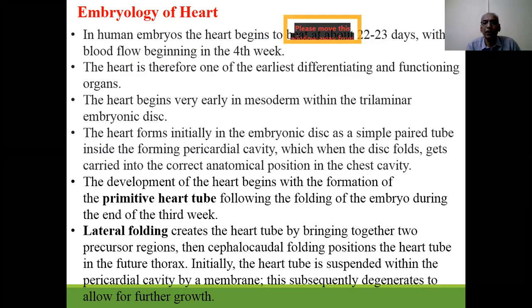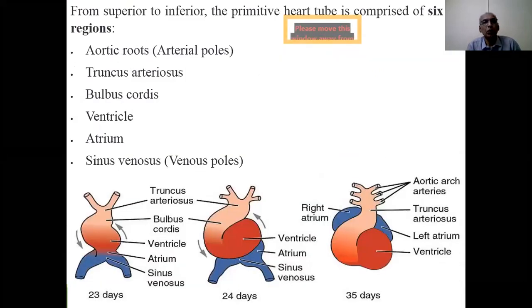Development of the heart begins with the formation of primitive heart tubes following the folding of embryo during the end of third week. Lateral folding creates the heart tubes by bringing together two precursor regions, then cephalocaudal folding brings the heart tube into the future thorax. Initially, the heart tube is suspended within the pericardial cavity by a membrane, and this subsequently degenerates to allow further growth. From superior to inferior, the primitive heart tube is comprised of six regions.